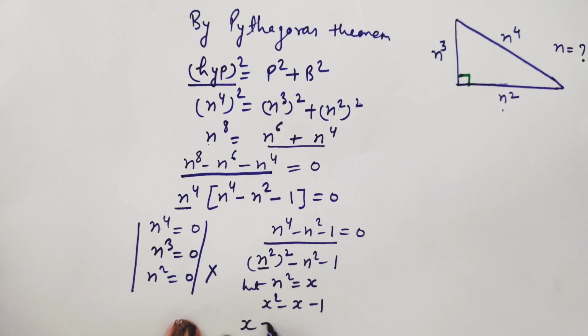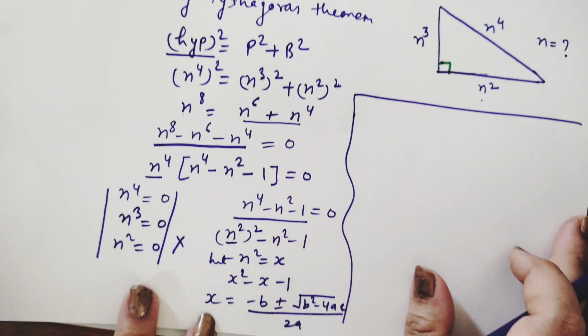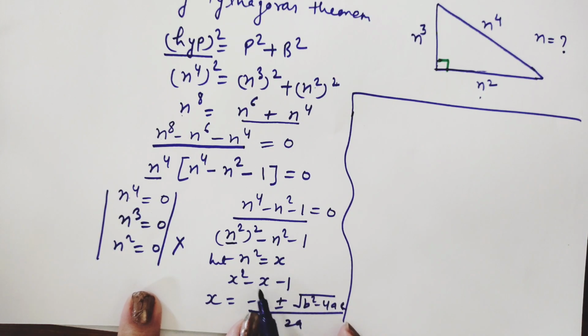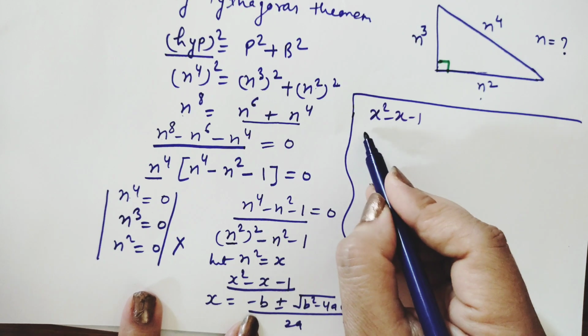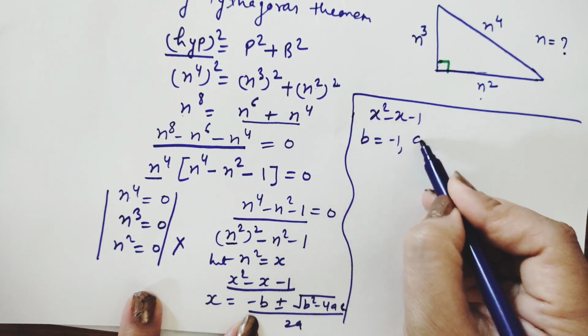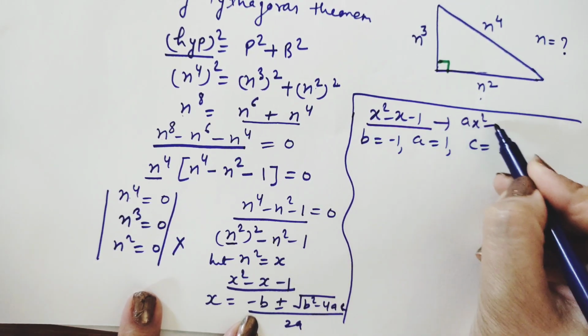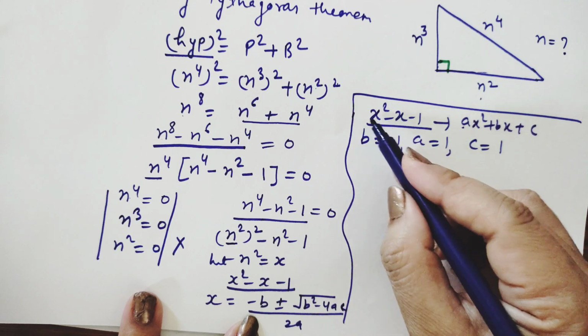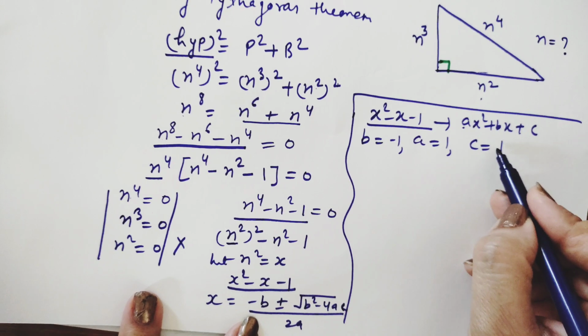The quadratic formula is x equals minus b plus minus under root of b square minus 4ac upon 2a. Now see, we will write this equation again here. If you compare this equation with the standard form of the quadratic equation, A is the coefficient of x square, which is 1, B is minus 1 and C is minus 1.